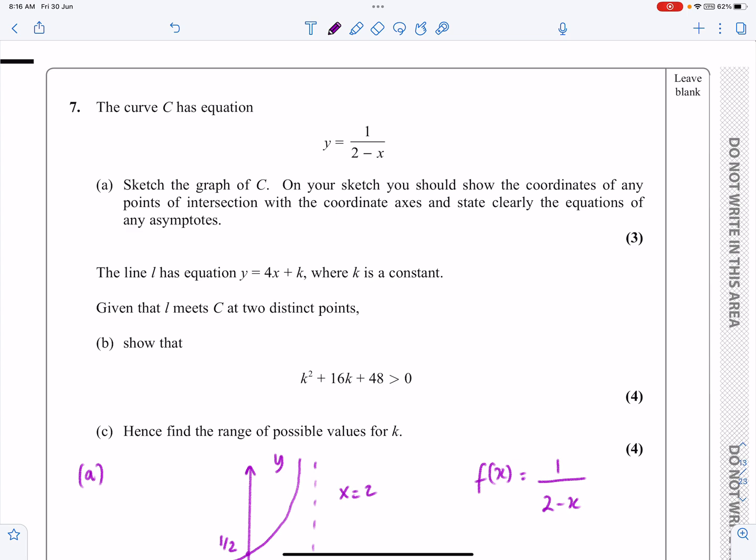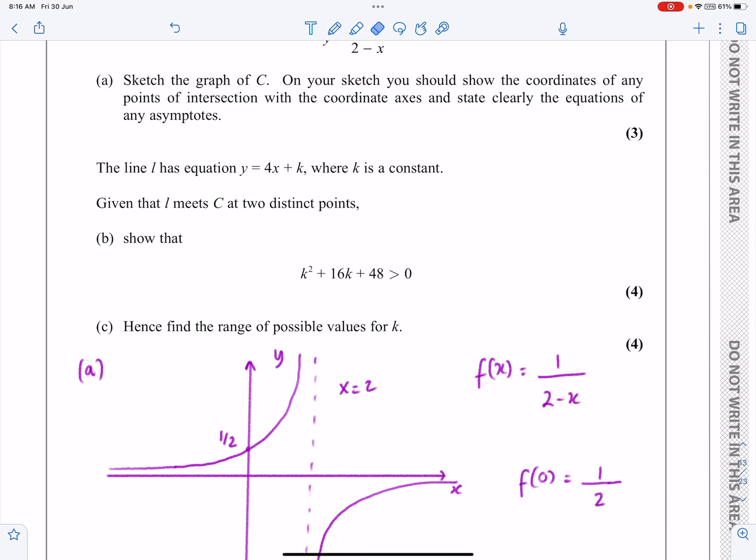Part B says we've got a line with the equation y equals 4x plus k, and k is a constant. It meets the curve at 2 distinct points. As soon as I see language like 2 distinct points, I should be thinking, oh, that's the discriminant work. That's quadratics. That's solving the quadratic and having b squared minus 4ac greater than 0. Let's see how I'm going to get there from my question. I'll just explain it to you on the diagram first of all, but you don't need the diagram, and then we'll see how it works out algebraically.